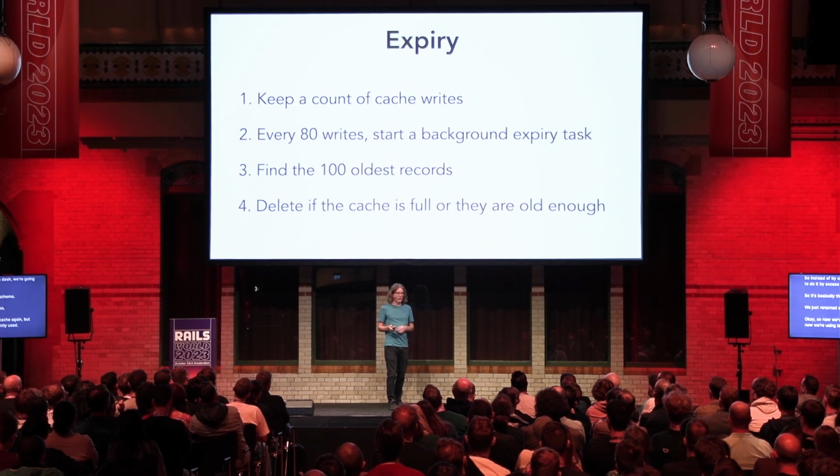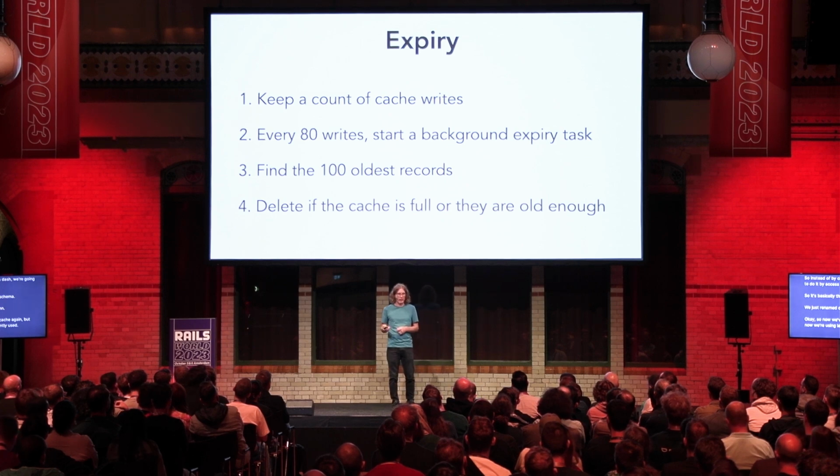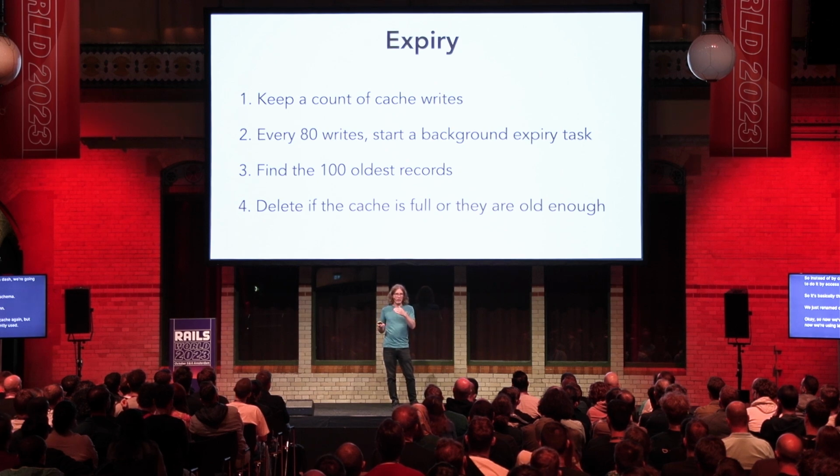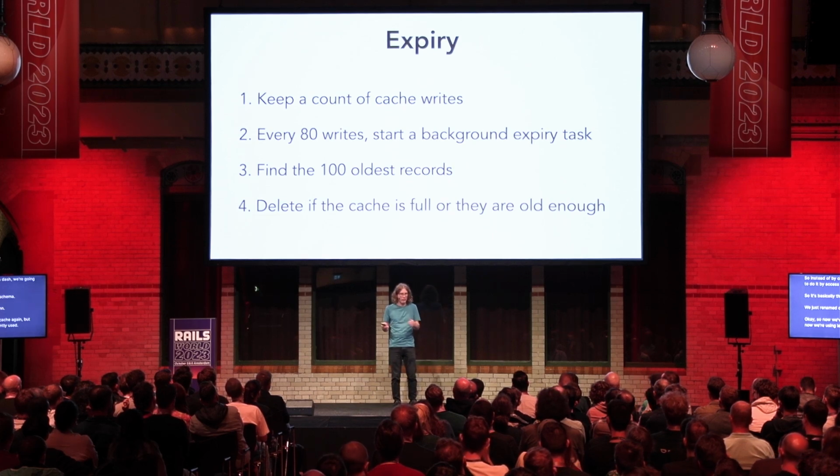The next thing is the actual process of expiring the data. What do we do? So as your application is running, you've got the cache there, and per process, we're keeping a count of every time you write to the cache. And every 80 writes, we're going to start off an expiry task in the background to expire some data. By default, this is just running on a background thread. That's the plug-and-play aspect of this. You don't need any infrastructure for this. You can configure it to be an active job instead if you want, but that's not the default.